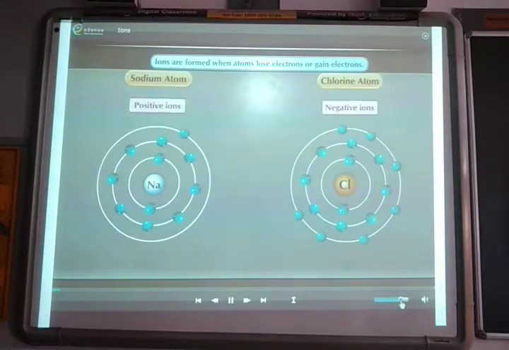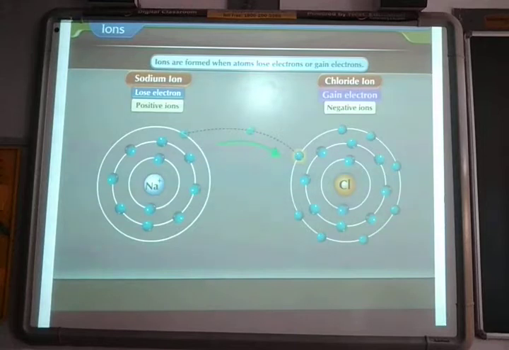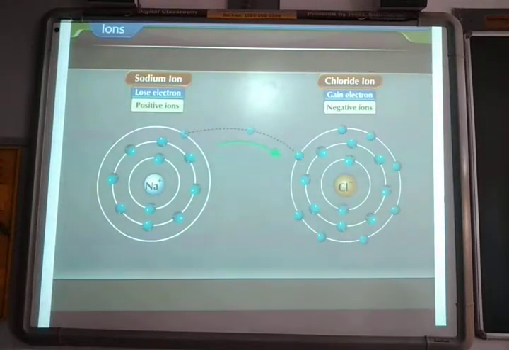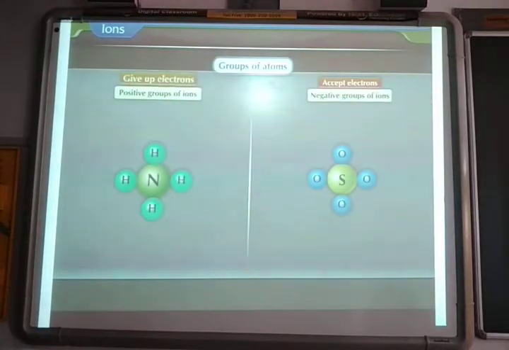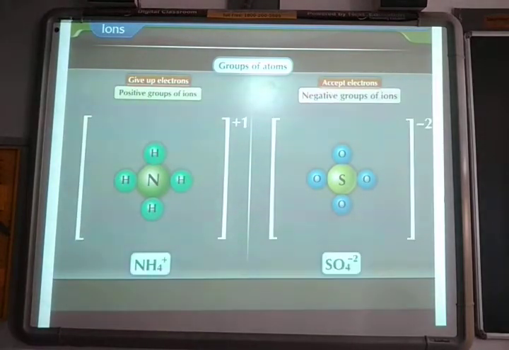Ions. Ions are formed when atoms lose electrons or gain electrons. Sodium ion is written as Na+ and chloride is written as Cl-. Sometimes groups of atoms also give up or accept electrons, forming positive or negative groups of ions.